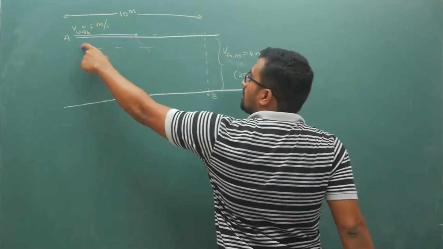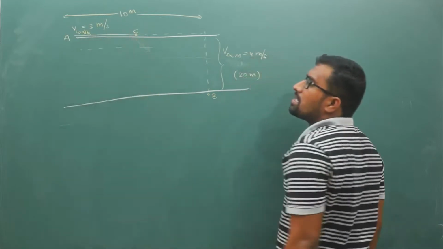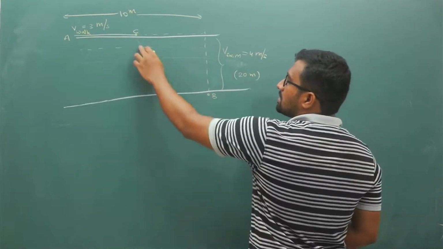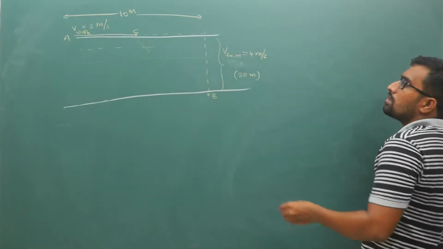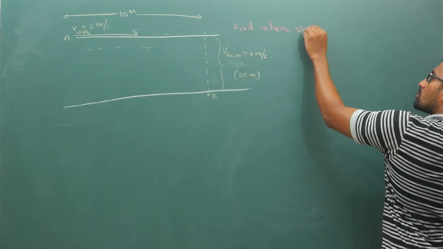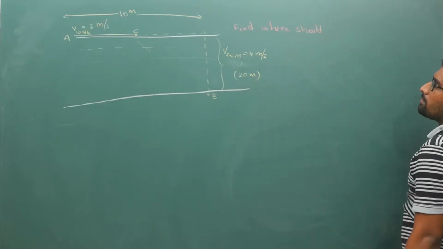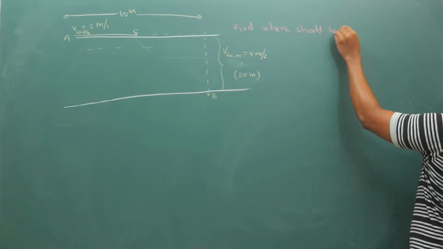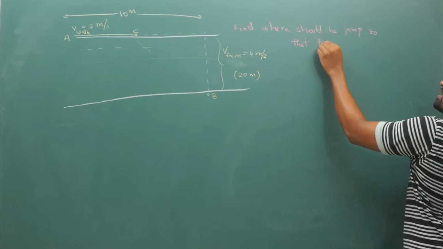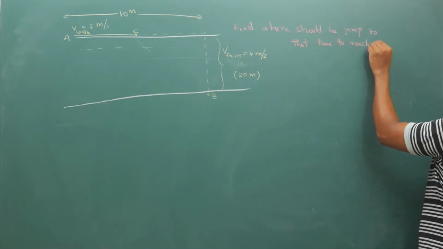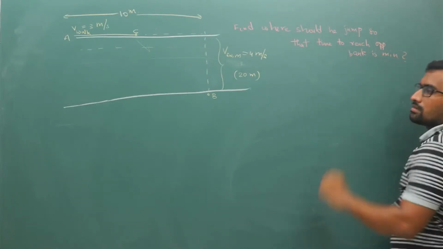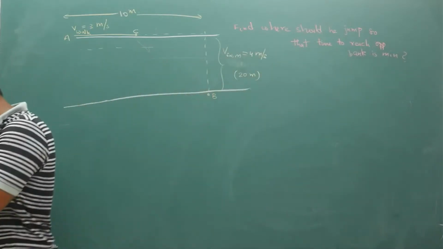He is walking, he'll walk to some point C, from A to C he is going to walk, and from C to B he is going to jump into the river. Now your question is, find where should he jump so that time to reach the opposite bank is minimum. This is your question. So try this, then I will explain the solution.